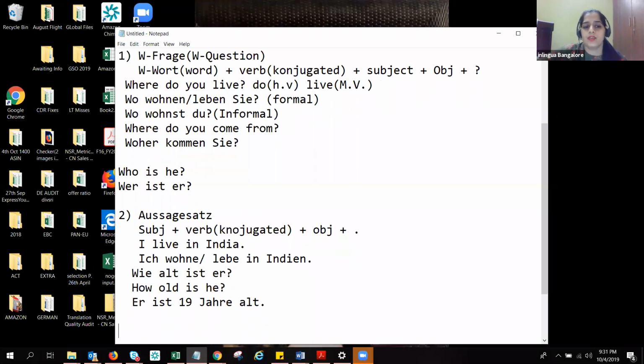Okay, so now you can frame questions for anyone, for any pronoun. You can tell the answers, like if somebody is asking you, where is he? Wo ist er? Who is he? You can simply answer, Er ist Peter, or whatever the name is. You can ask questions about others and you can answer. So the purpose of teaching these formats is that now you can introduce others as well. Till now, you were introducing yourself in German. Now you can introduce others. Now you can tell about others. You can introduce your friend as well.